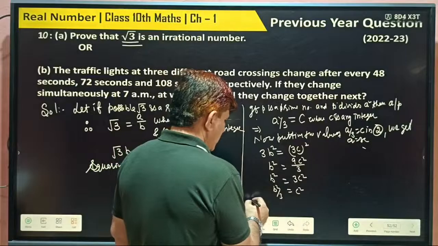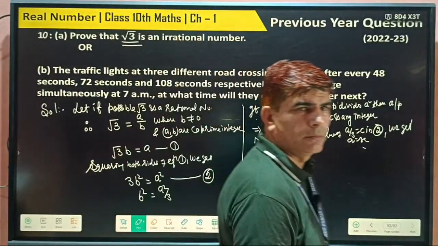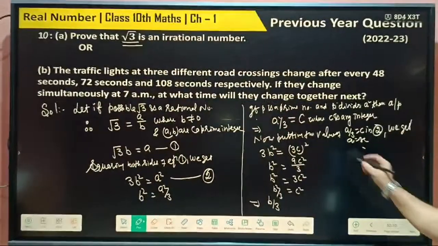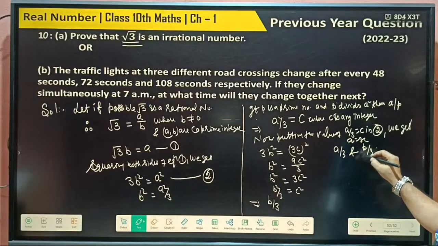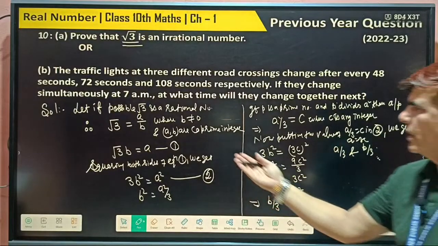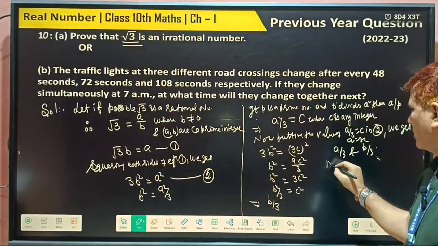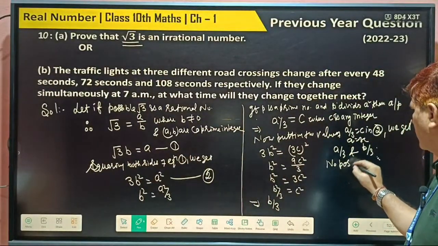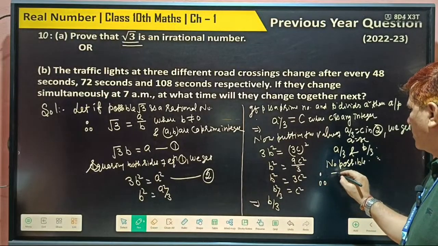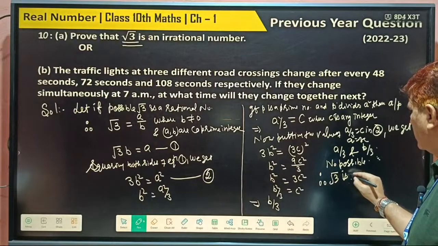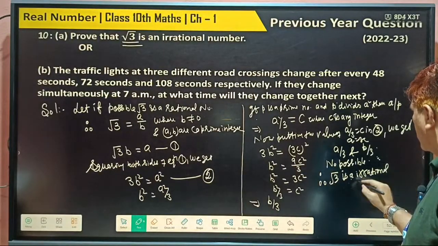By that theorem, this implies b is also divisible by 3. So a is divisible by 3 and b is divisible by 3. But in the starting we said a and b are co-prime. So this is not possible. Therefore, under root 3 is irrational.